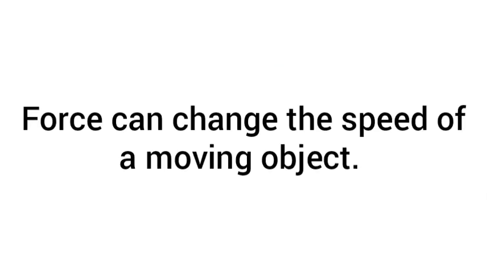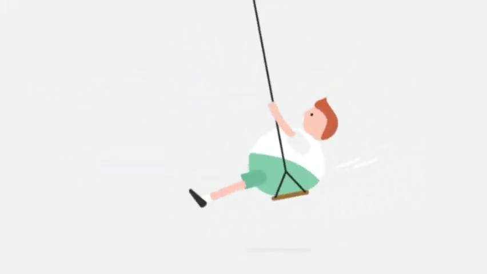Number 2. Force can change the speed of a moving object. What happens if a force is applied to an object which is already moving? If the force is applied in the direction in which the object is moving, it begins to move faster. If the force is applied in the direction opposite to the direction of the motion, the object slows down. For example, a person gives a push to the swing to make it move faster.